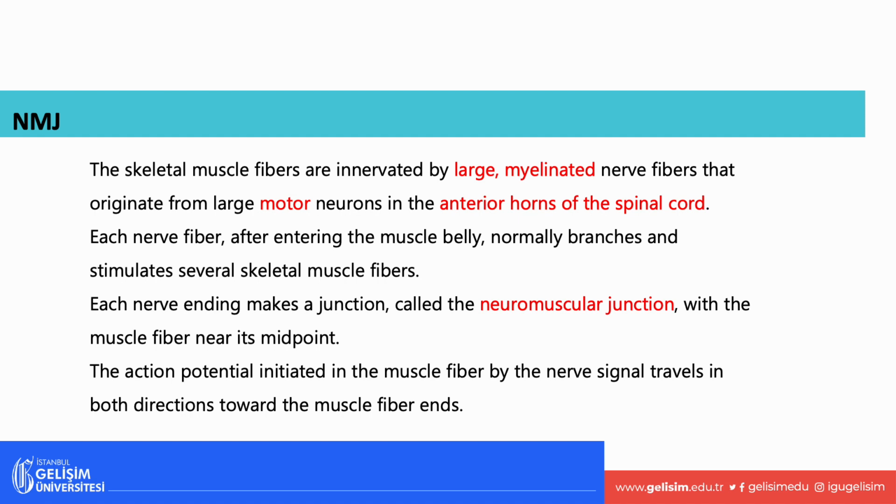Acetylcholine is a neurotransmitter. Acetylcholine will bind to receptors on the muscle fiber and cause it to depolarize. The depolarization then leads to the muscle contracting. So, the action potential, which is the electrical signal that initiates the muscle contraction, travels in both directions towards the muscle fiber ends.